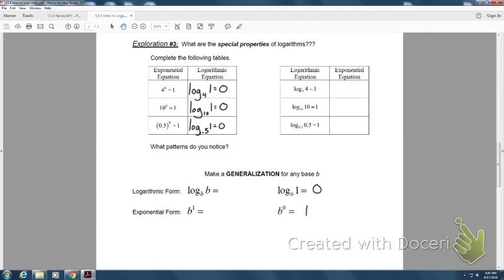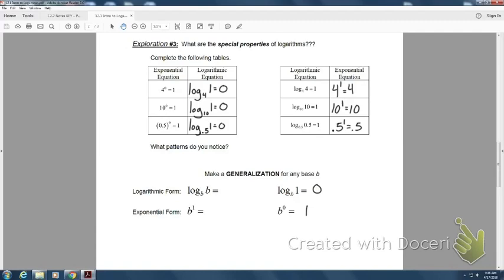Okay, so if I go up to the top there, and I put these logarithmics into exponential, Sam, what would that first one be? 4 to the power of 1 equals 4. Cam, what would the next one be? 10 to the power of 1 equals 10. EJ, what's the next one? 0.5 to the power of 1 equals 0.5. Okay.